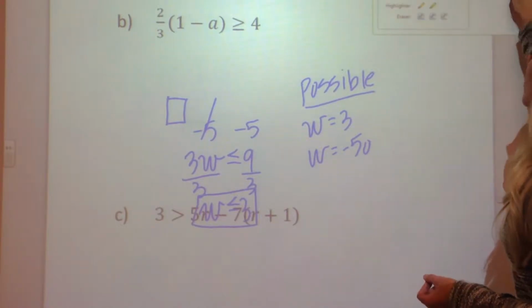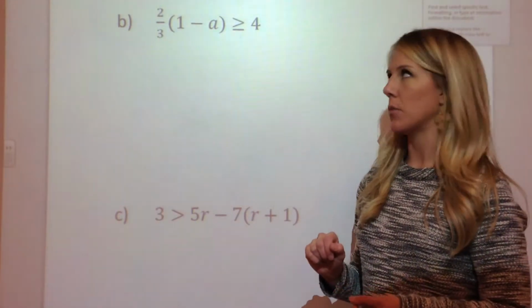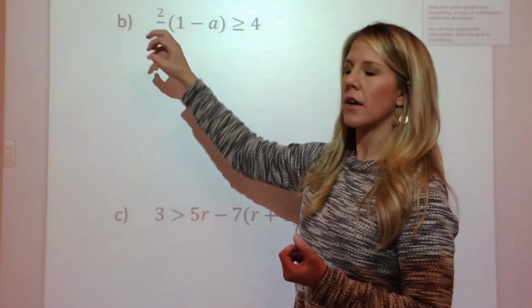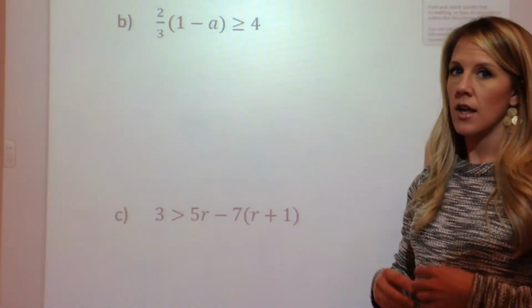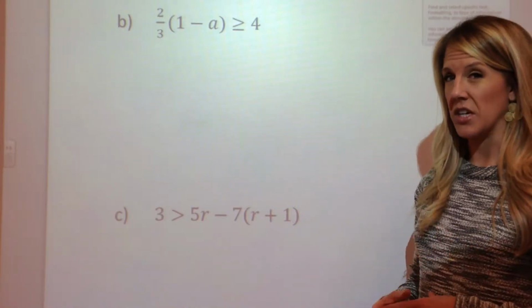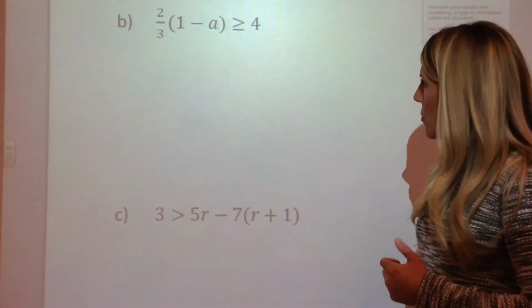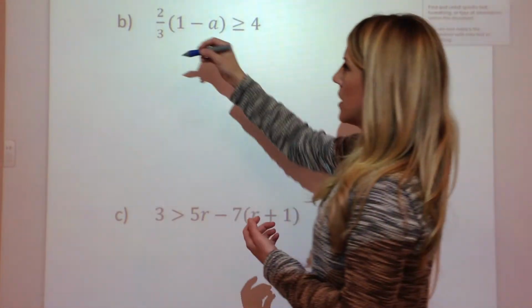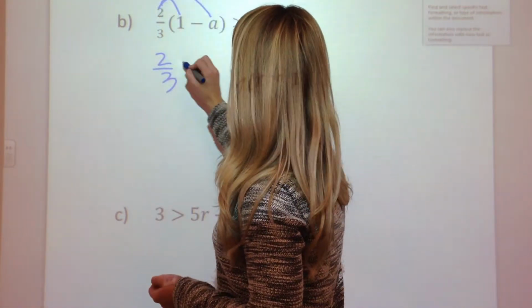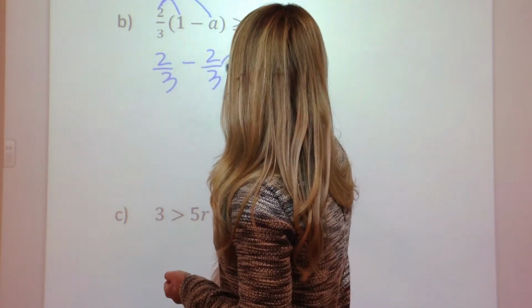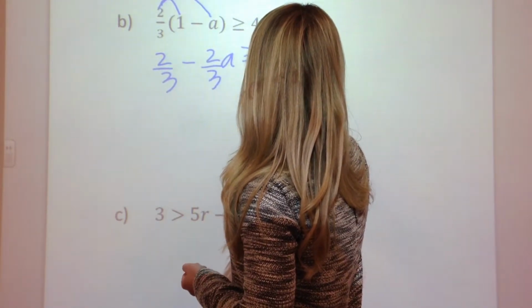All right, this next one, hopefully we see, we have the distributive property. We will learn in the next section maybe how to get rid of that fraction, so we'll want to add that to our bank of knowledge, yet another way to solve an equation or an inequality. But for today, let's just go with the distributive property. So we have 2/3 times 1 and 2/3 times negative a is greater than or equal to 4.